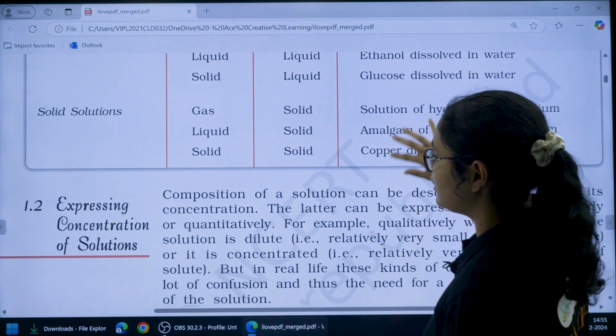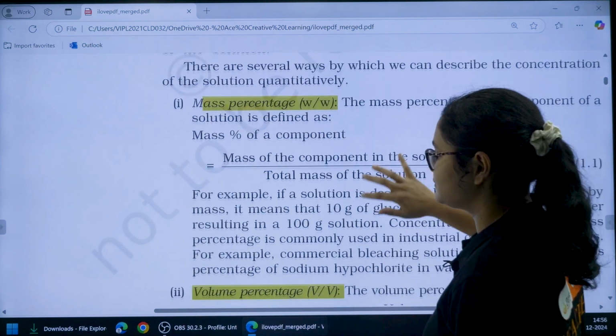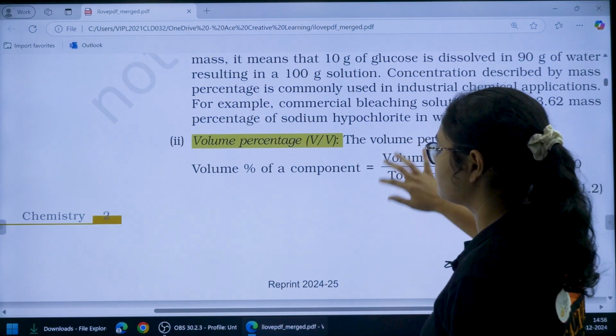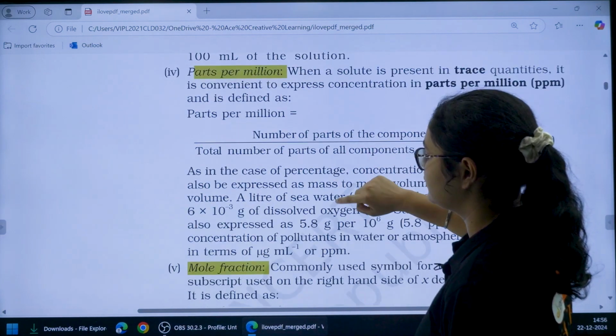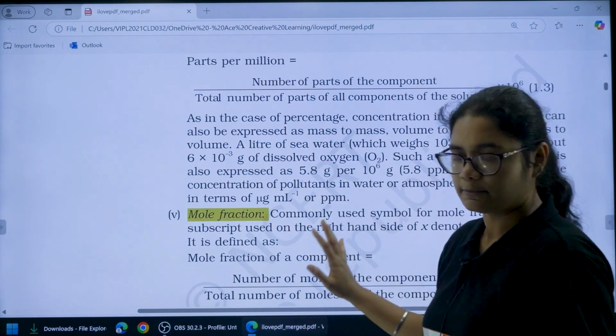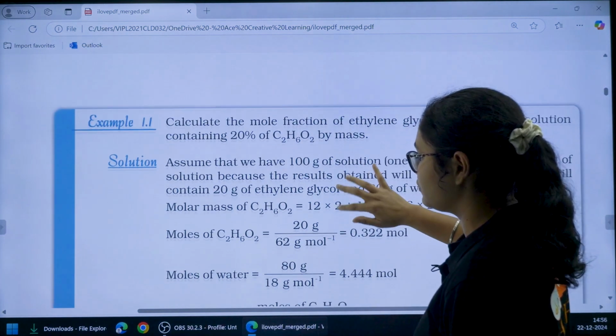Next we have concentration. All these formulas you should know: mass percentage, volume percentage. Only the formula you should remember. Then you have mass by volume percentage, parts per million, and mole fraction. Then you have molarity and molality. Nothing else you should know here.